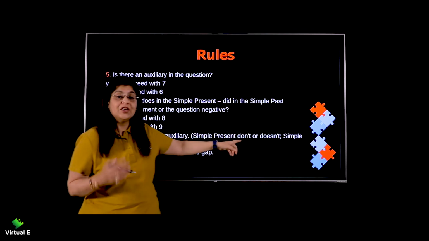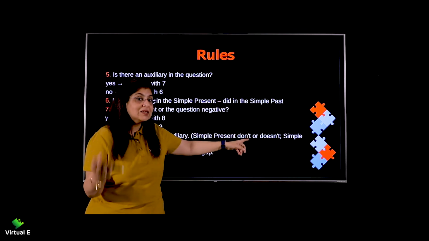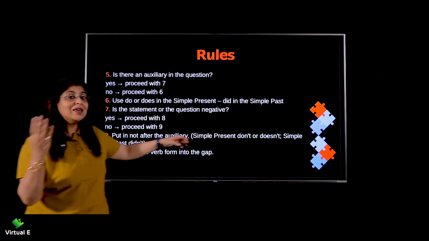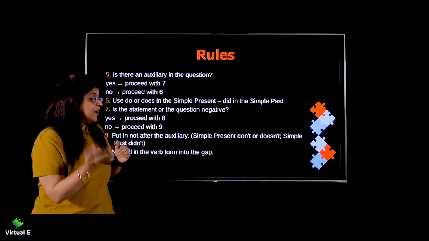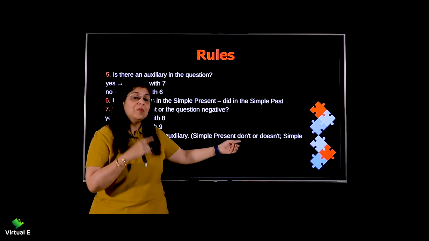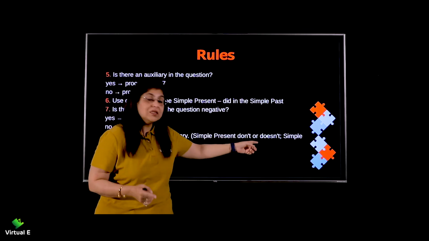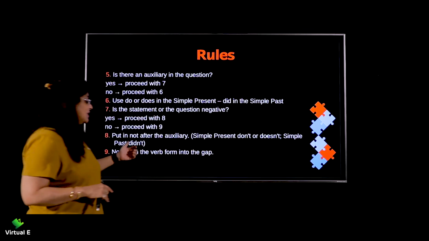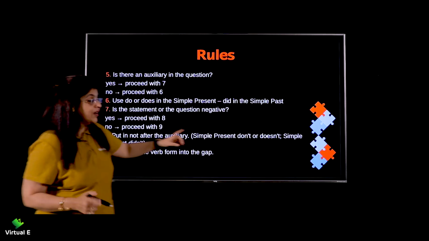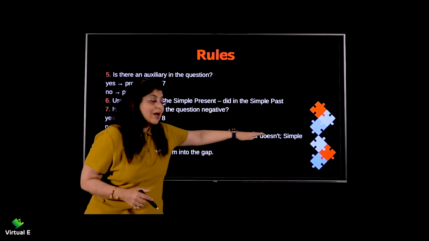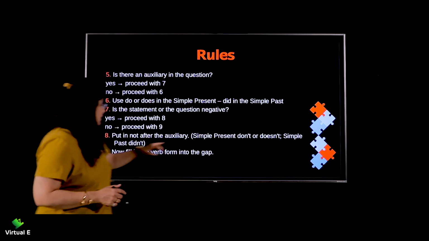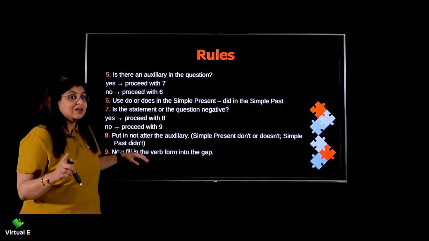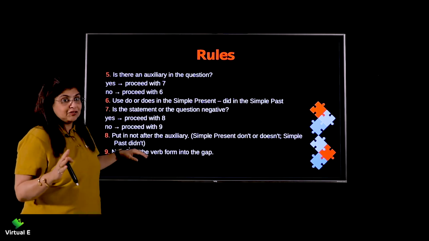What is your auxiliary? Do, does, did, right? You're making it into negative. So in that case, you will put a not after the auxiliary. So your do becomes don't, your does becomes doesn't, and did becomes didn't. Now see, very clearly it's given to you, do and does belong to the simple present, and in simple past we have did. So please take care of this.